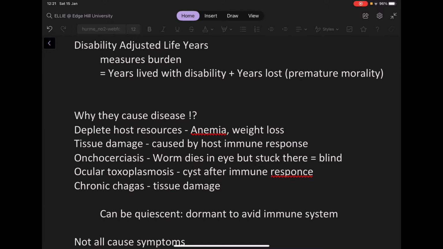Parasites don't aim to do this, but they can cause disease and damage due to quite a few things. So because they're using your resources, they deplete your resources, causing you to suffer, so you can suffer from anemia or weight loss. There's also tissue damage which can occur due to the parasite causing the immune system to be activated, and it then damages host tissue.